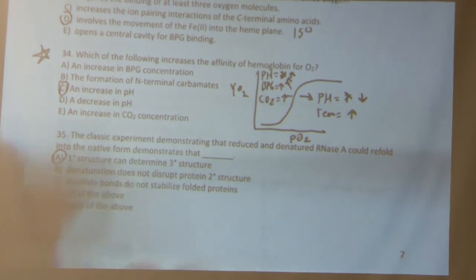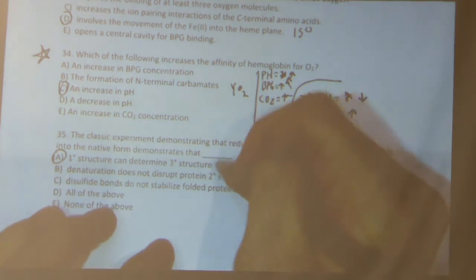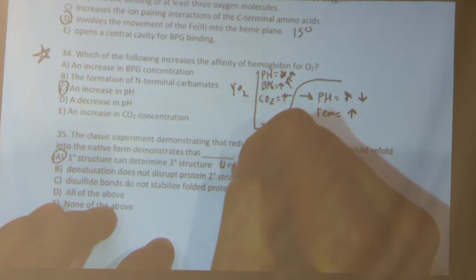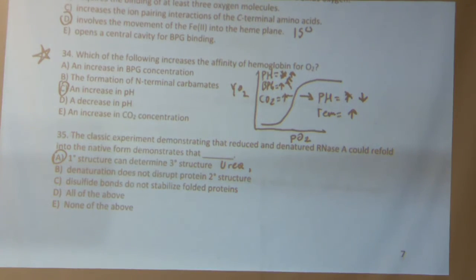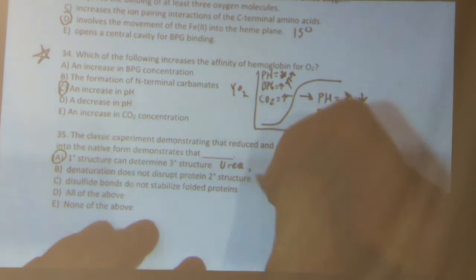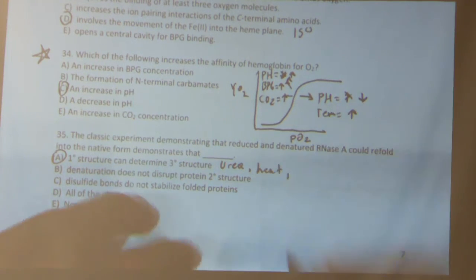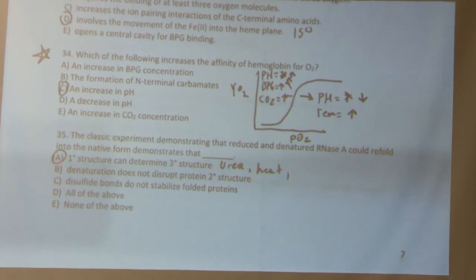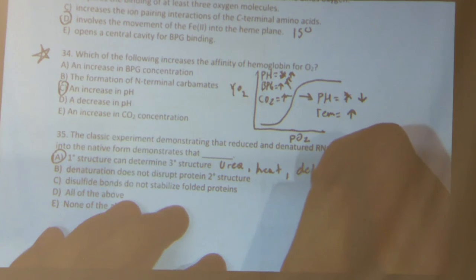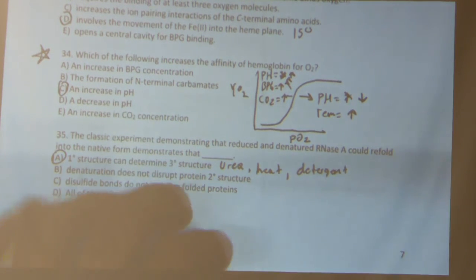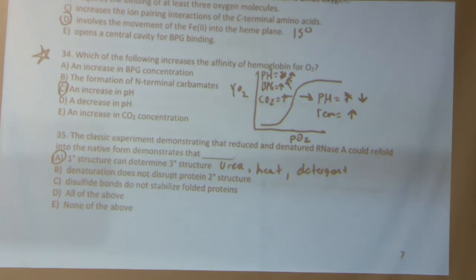So what type of molecules, or what type of reagents do we use to denature the molecule from a tertiary to a primary? Urea? What else do we use? Heat? Anything else? Detergents? So order-wise, what's the order that we want to use to take a molecule from primary structure to tertiary structure?